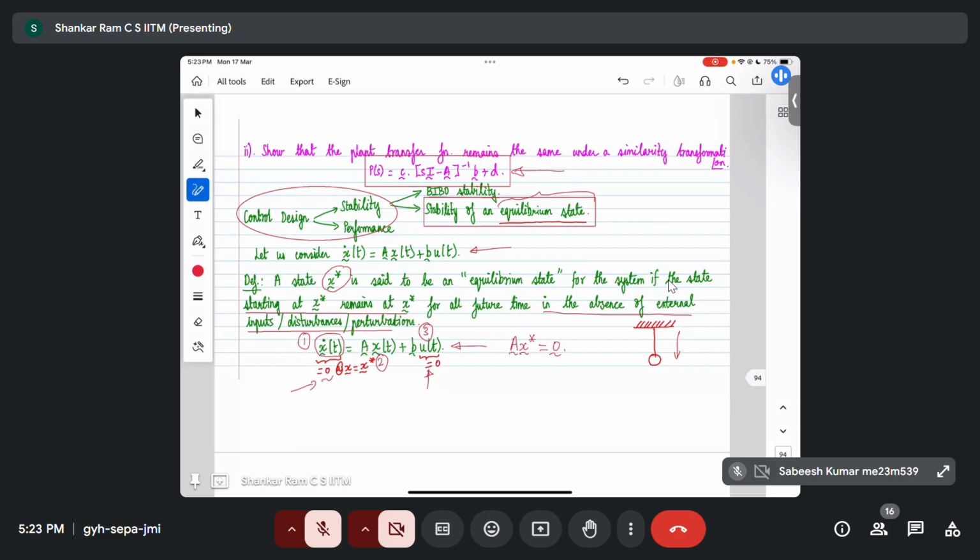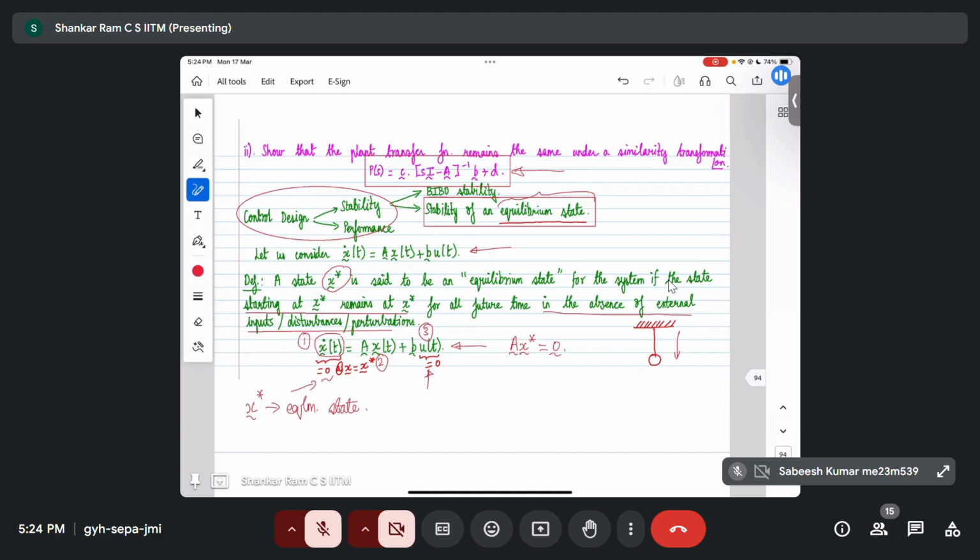Let us say we are considering this pendulum, and you and I want to figure out at what state it will continue to remain in the absence of any inputs or disturbances or perturbations. That's an equilibrium state. So to calculate the equilibrium state, we put a star over x just to indicate that it's an equilibrium state. So x is the general state, and x star is a particular equilibrium state. That is the notation that we are following.